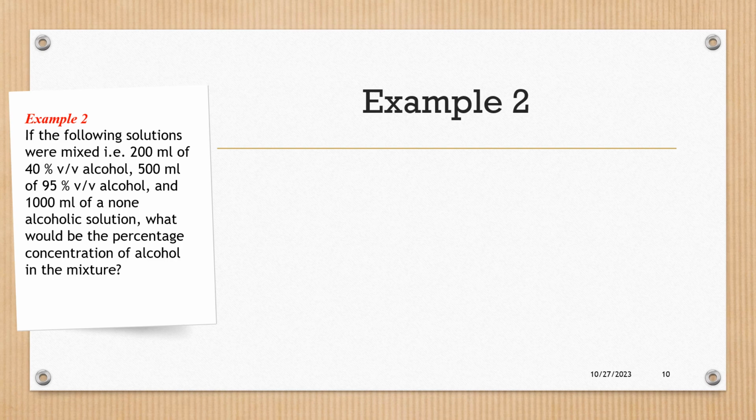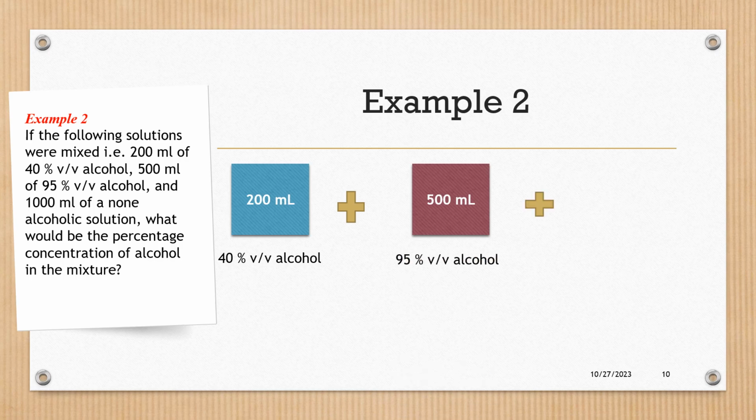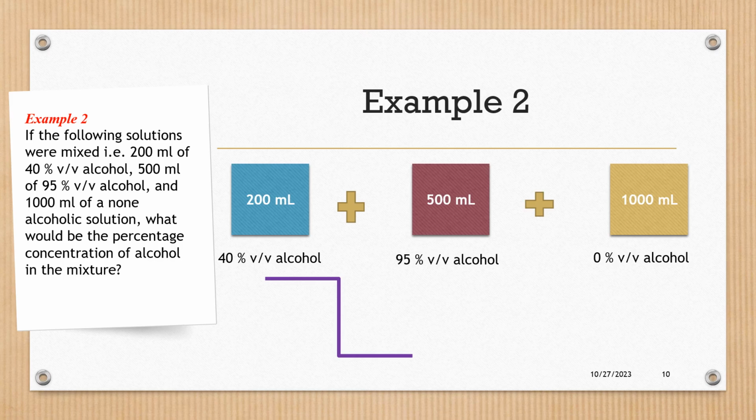If the following solutions were mixed such that 200 mls of 40% alcohol, 500 ml of 95% alcohol, and 1000 ml of non-alcoholic solution, what would be the percentage concentration of alcohol in the resulting mixture? Again, you can draw up your schema, look at what is happening in terms of what you added, and then you can work it from there.